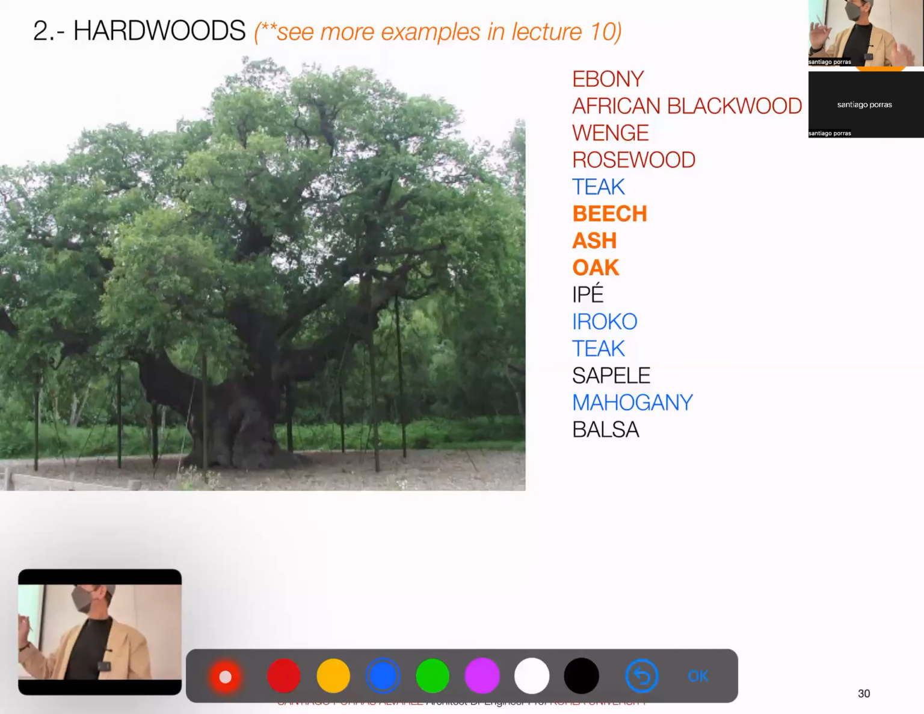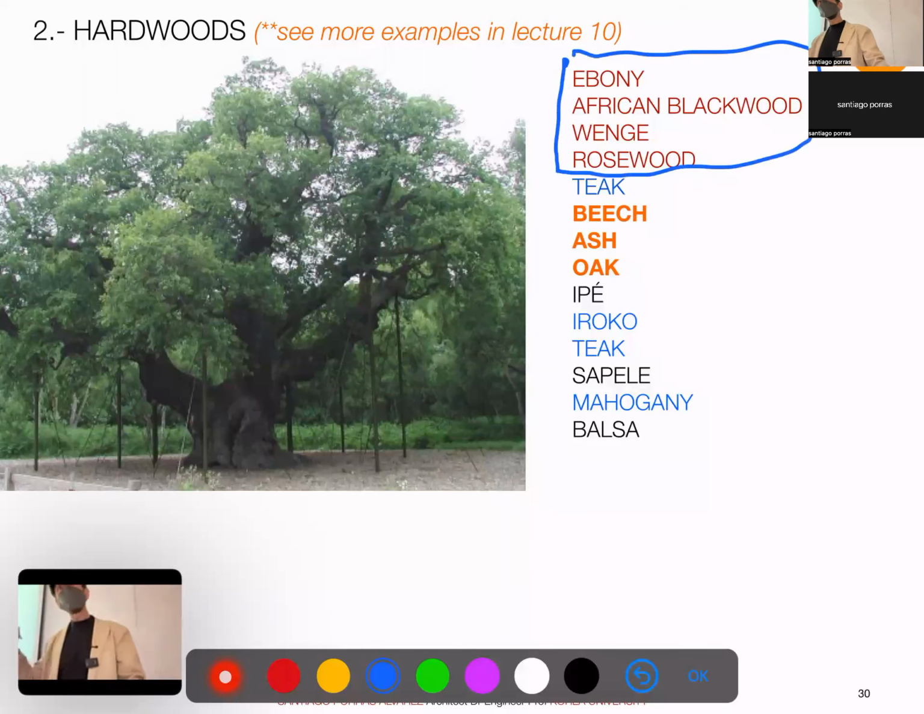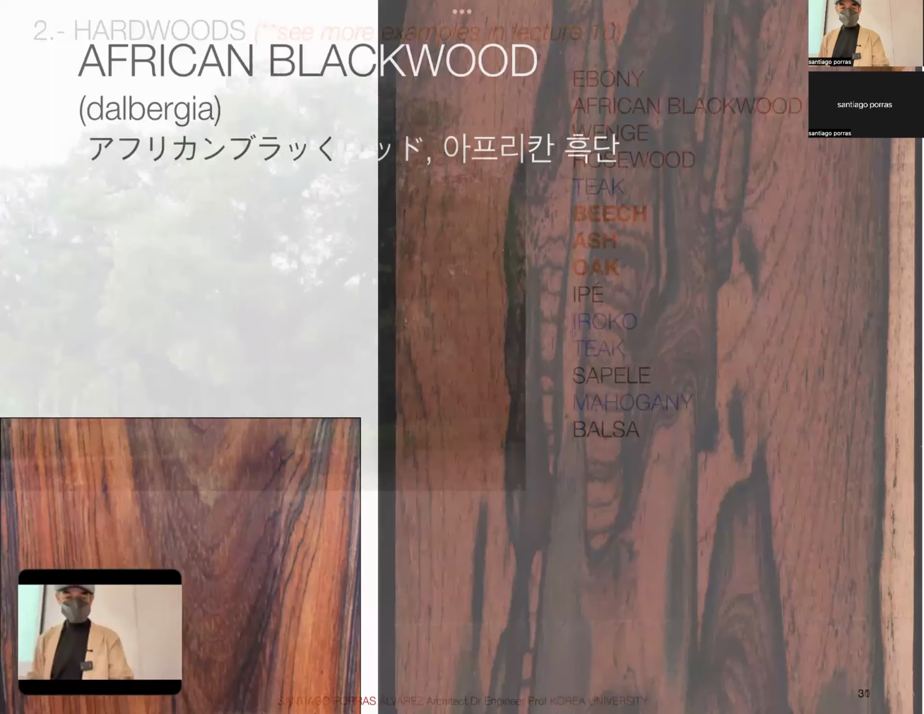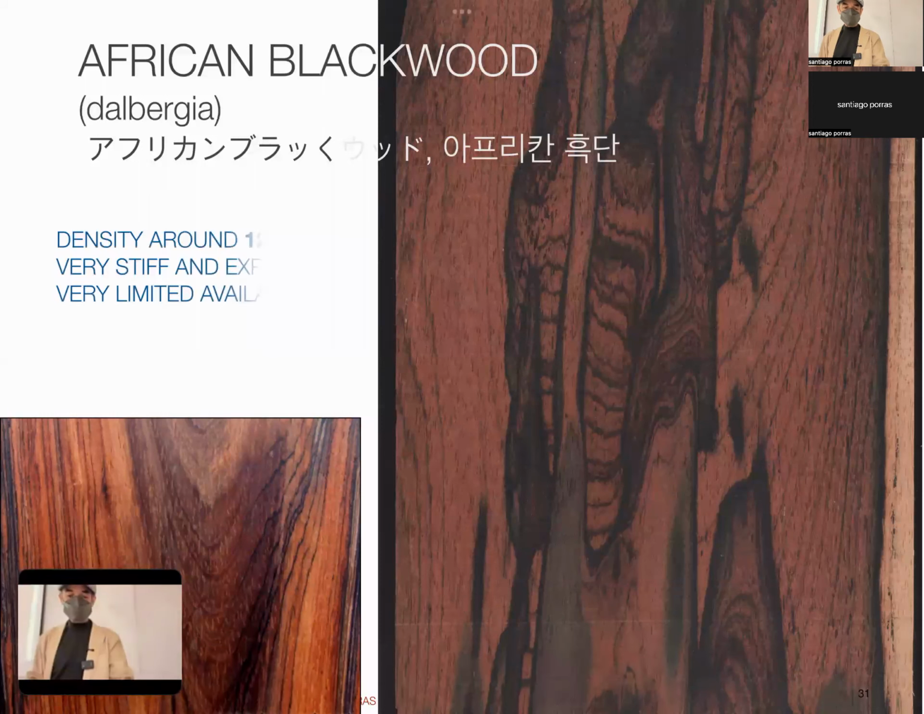Now, hardwoods, we have plenty from tropical woods. I put in red because many of those woods are illegal or they're very protected, so it's very hard to see them. And the three in orange are the ones we use most, right? And of course, balsa, you are familiar with them. I put them more or less in density order, right? So I put just the densest in the beginning.